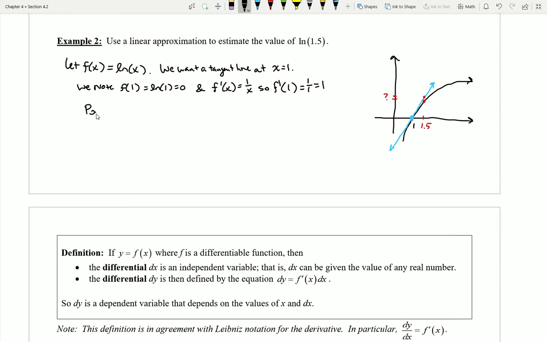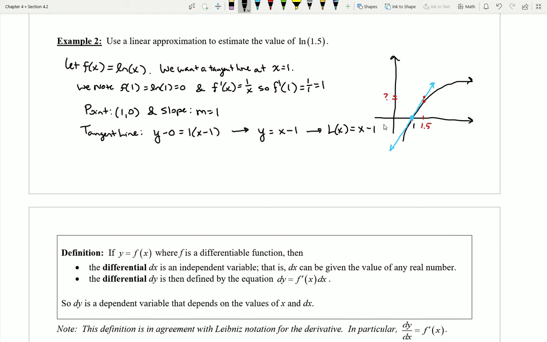And so I can see that I have a point of (1, 0), and I have a slope of 1. And so my tangent line could be written as y minus 0 is equal to 1 times x minus 1. Or more simply, this is y equals x minus 1. To write it in our linearization format, instead of saying y, I would just say L of x. Does it really matter? Not at all. You could use either of these forms. Both of these here, of course, are the same line. I've just labeled them differently.